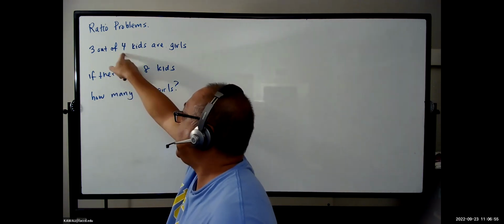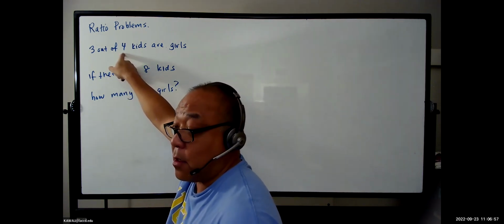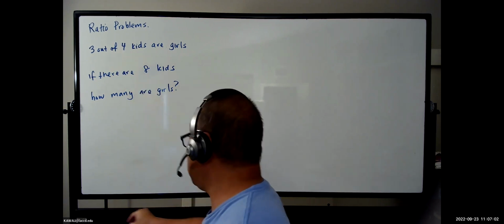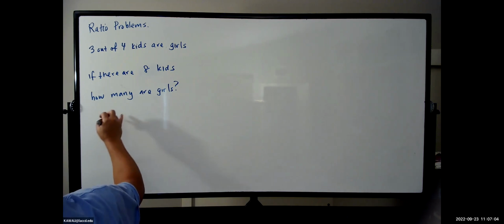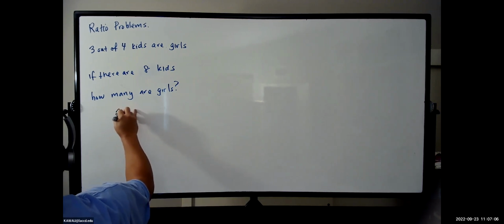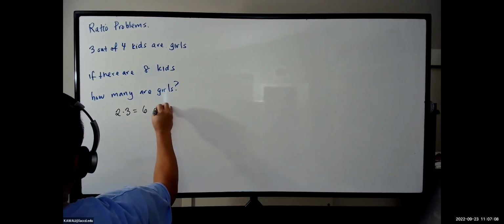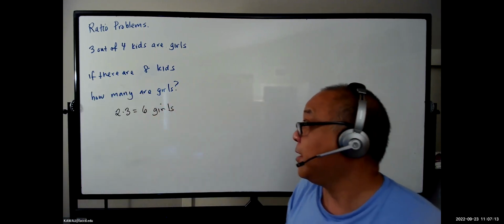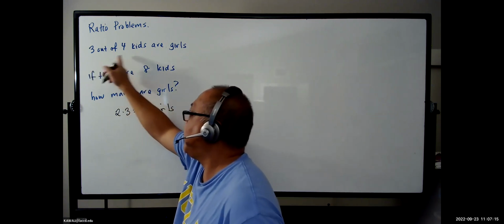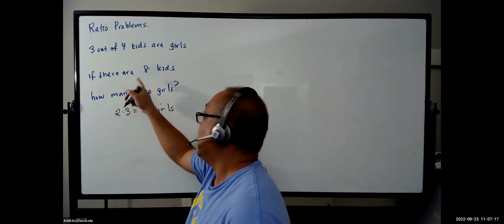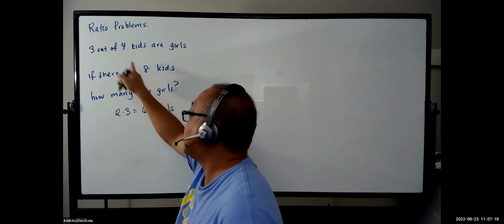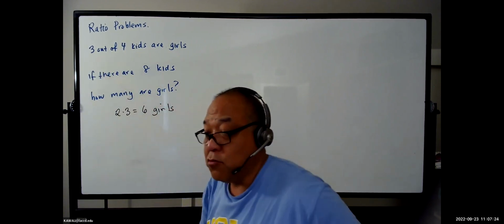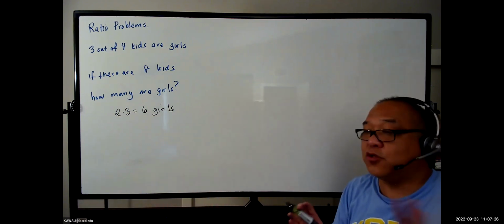Not 5. 6. 8 is how many times bigger than 4? It's twice as big, right? So there should be 2 times 3 equals 6 girls. Does that make sense? If 3 out of 4 kids are girls and there are 8 kids, this number is twice as big as this, then there should be twice as many girls. Just if we take a step back and use our intuition.